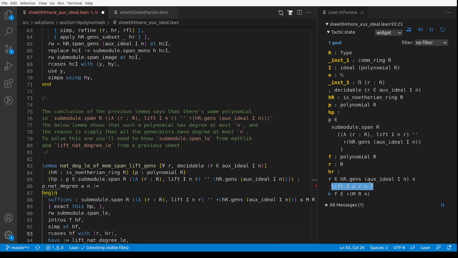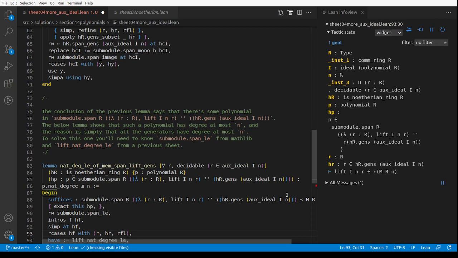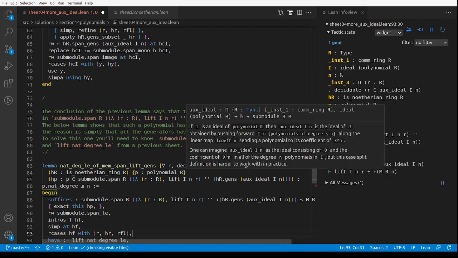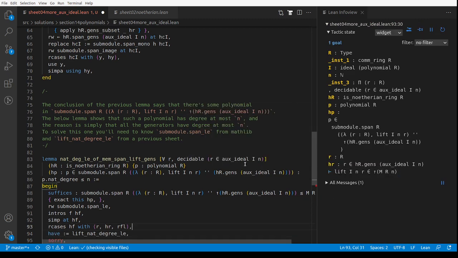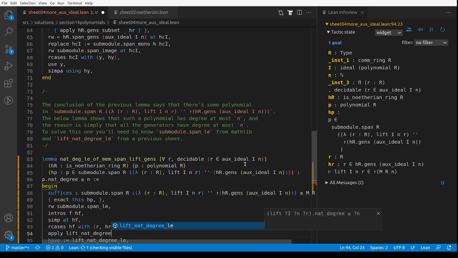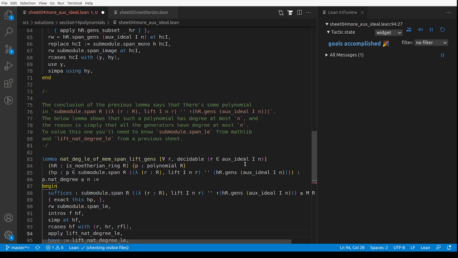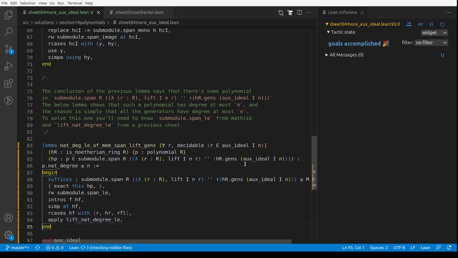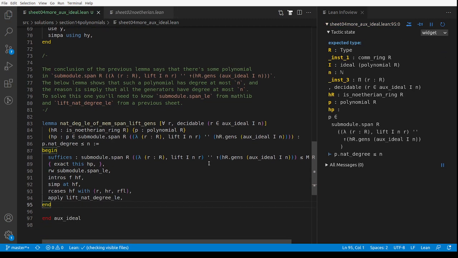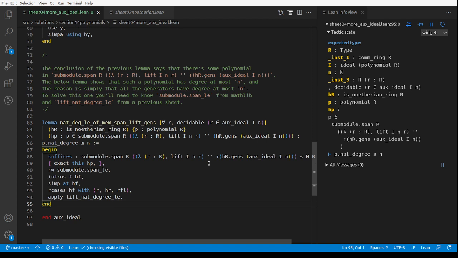And then this F here, this could just be a ref, right? There. And now I've got to prove that the lift is in this. And now I probably can apply lift nat degree LE. Because that says exactly that. Yeah, there we go. And that looks like the end of that proof. Great. And so that's the end of this sheet.